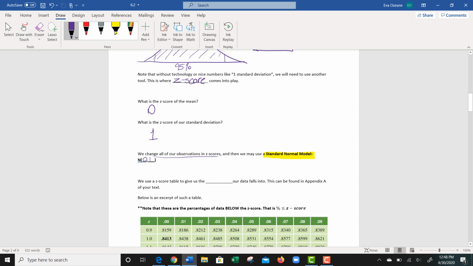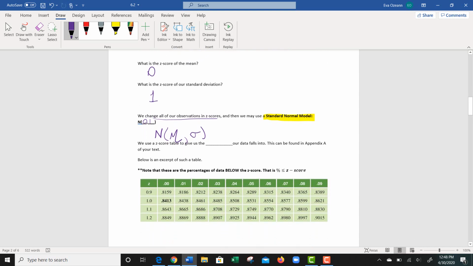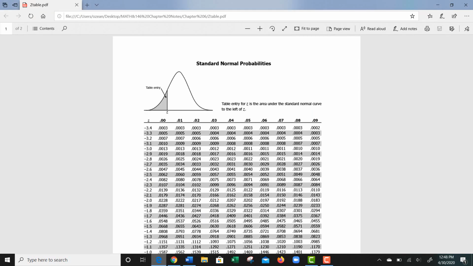Now, here's what this information means. N tells you that you have a normal model. Your mean is the first number, and your standard deviation is the second number. So, to find probabilities, we're going to use something called a z-score table, and that's going to give us the percentile that our data falls into. You can find this in Appendix A of your textbook, or you can just download the one that I provided for you on the website.